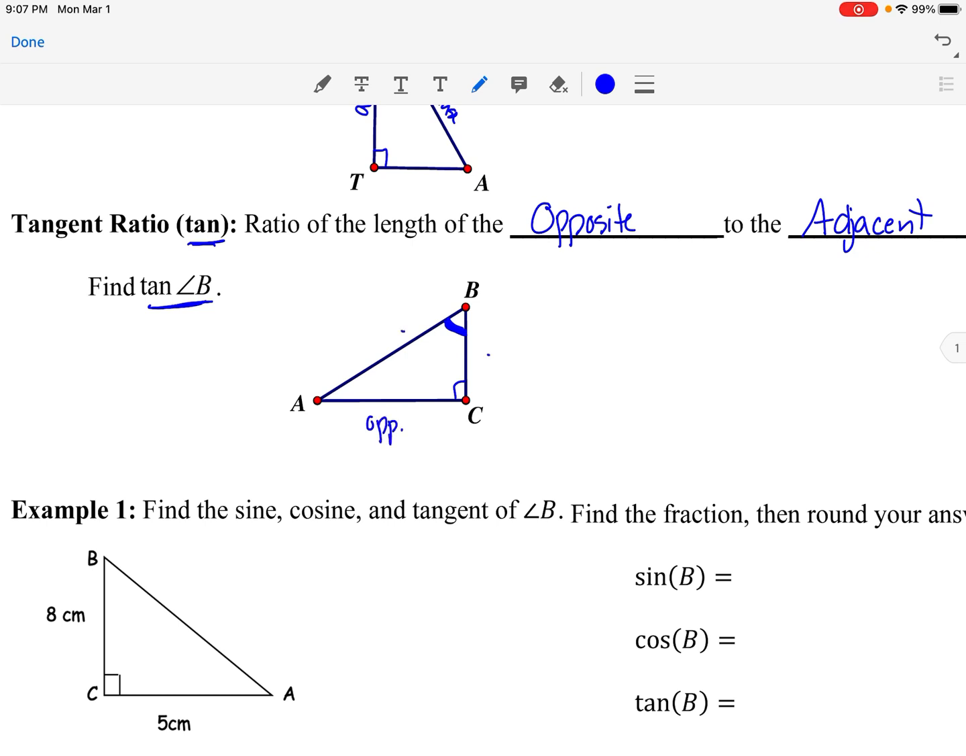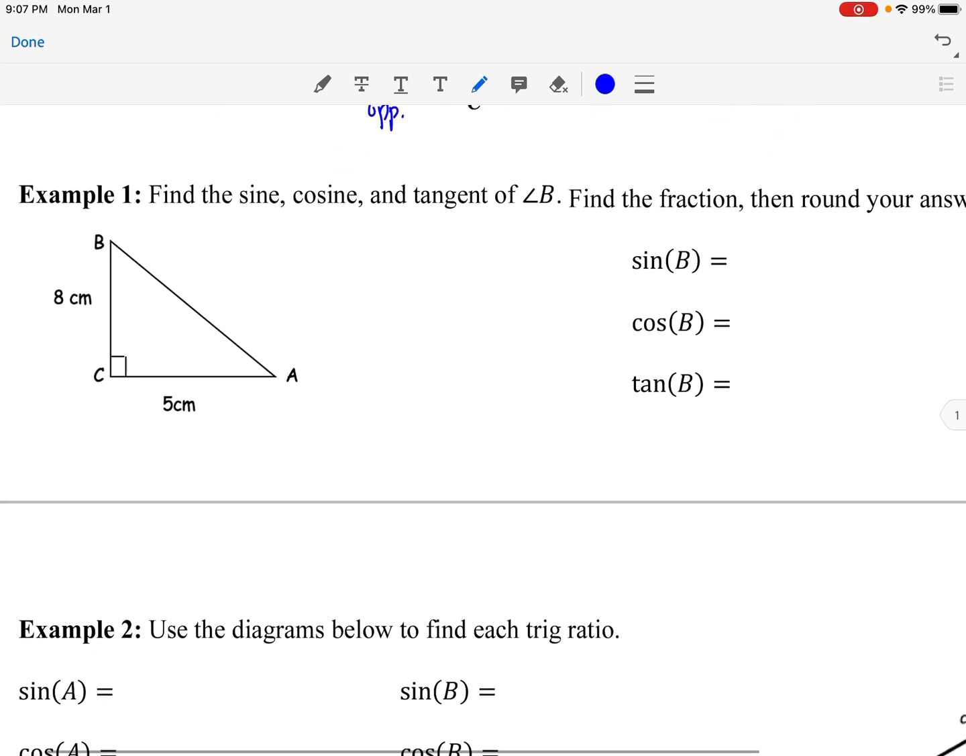And the adjacent side. Now, both of these sides are next to my angle. However, remember, this is always going to be labeled as the hypotenuse because it's across the triangle from the 90-degree angle. So that means one of the legs has to be the adjacent side. So when I'm setting up tangent of B, I need the opposite over the adjacent. The opposite side is AC, and the adjacent side is BC. So that is my fraction. Those are my ratios for my different legs or lengths of a triangle.